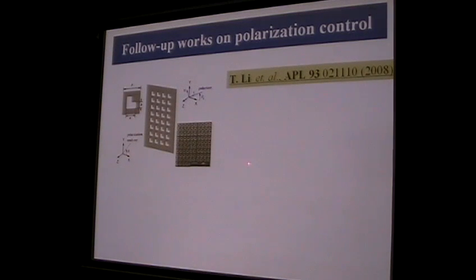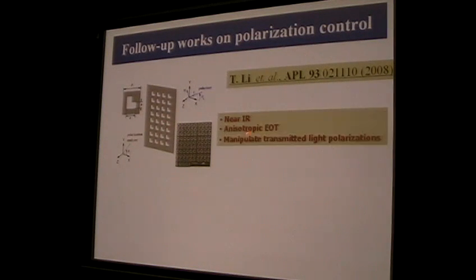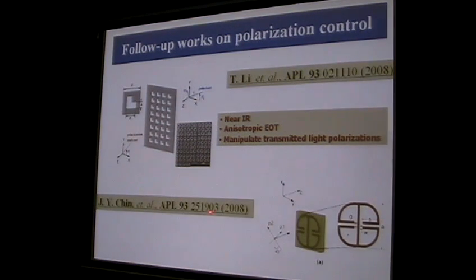Actually, after our microwave experiment was done, there are quite some follow-up works on polarization control. For example, Nanny group fabricated an example in the infrared frequency region and found they can manipulate the transmitted wave polarizations. And more recently, a group from Southeast University, led by Professor Tiejun Cui, also did another design, which is in the microwave frequency region. They also found that for the transmitted wave, the polarization can be effectively manipulated.